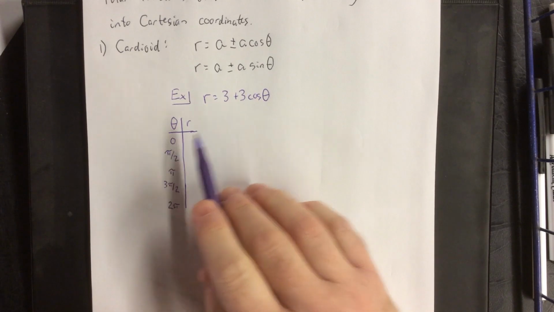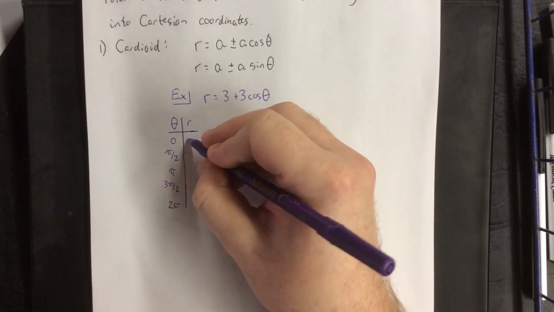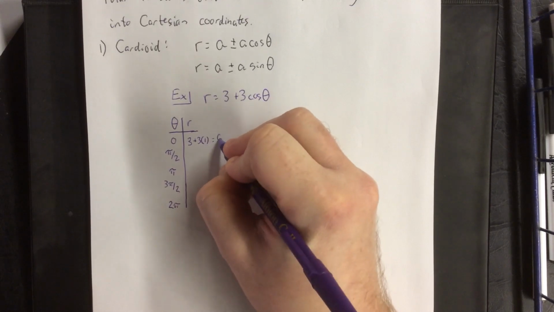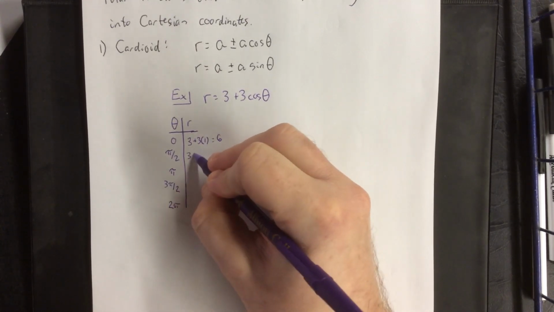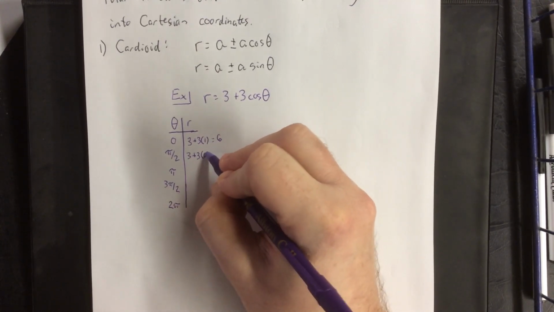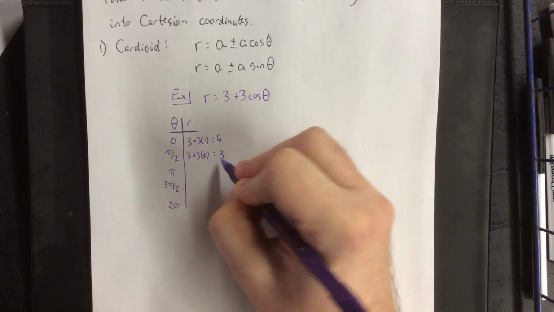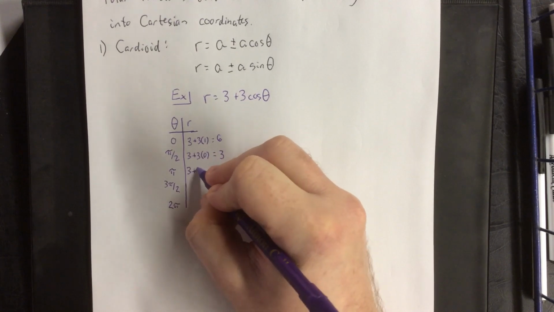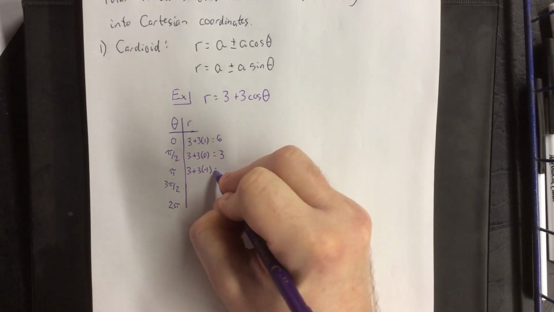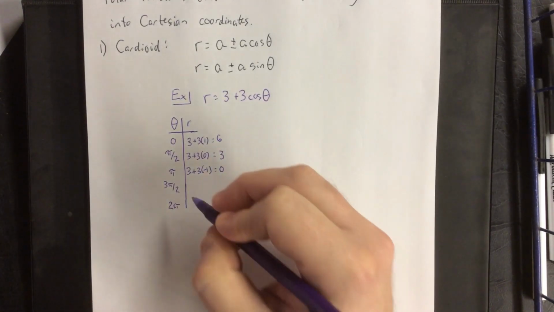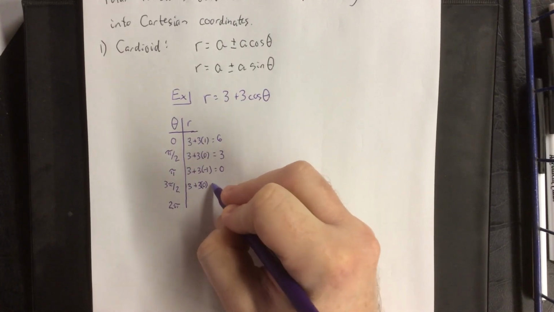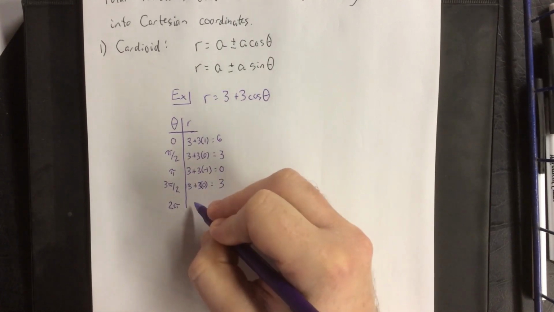So at a theta value of 0, this would be 3 plus 3 times the cosine of 0, which would be 1. At pi over 2, this would be 3 plus 3 times the cosine of pi over 2. Cosine of pi over 2 is 0, so we get a radius of 3. At pi, this would be 3 plus 3 times negative 1, which of course would be equal to 0. Cosine of 3 pi over 2 is 0, so we would get an r value of 3.